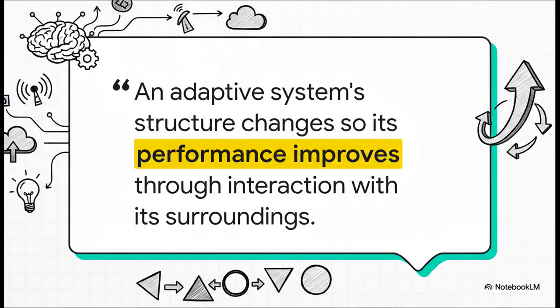So how do we put this theory to use? One of the most powerful ways is in building what we call adaptive systems. These are systems that don't just follow a fixed set of instructions, they actively change and get better by interacting with the world around them. Simply put, they are systems that are literally designed to learn.